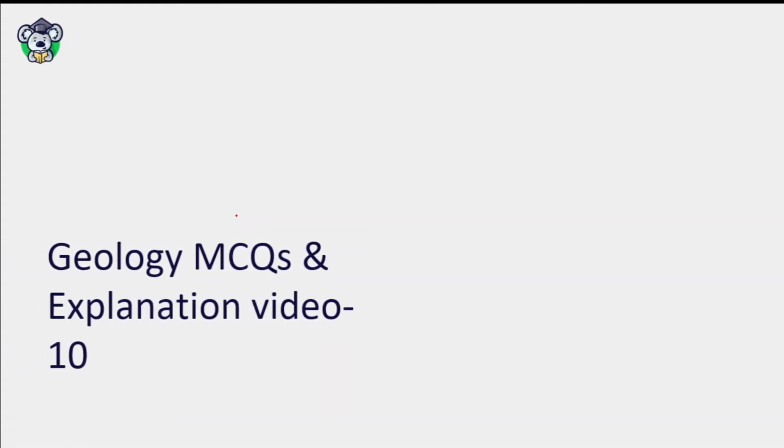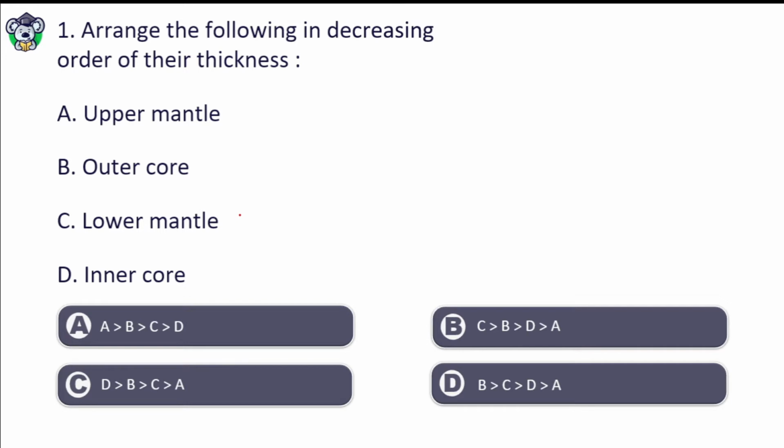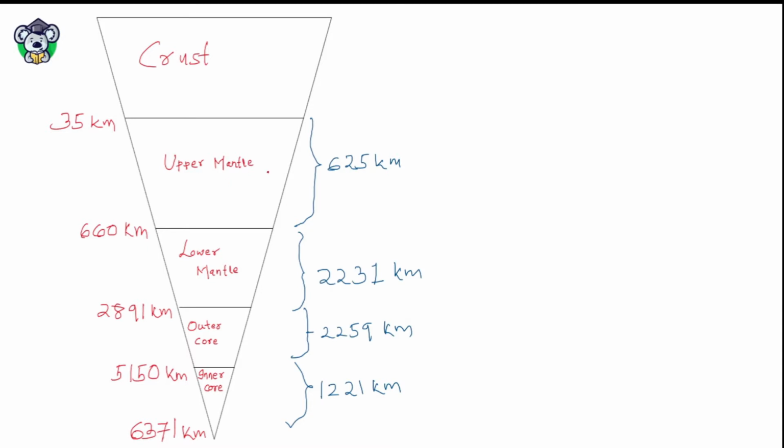Question 10. Arrange the following in decreasing order of their thickness: upper mantle, outer core, lower mantle, inner core. Look here, the thickness of the layers is given. This is 625 kilometer upper mantle and this is 2231 kilometer, lower mantle. Similarly, this is the outer core and inner core thickness. So which thickness is greatest?